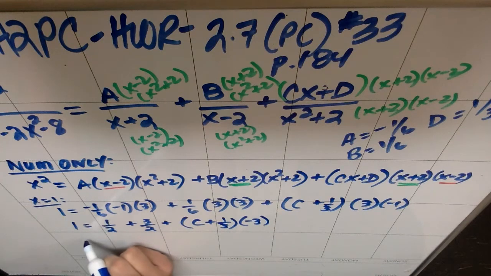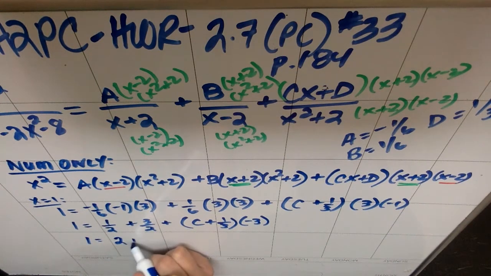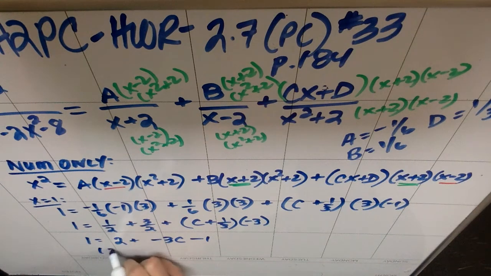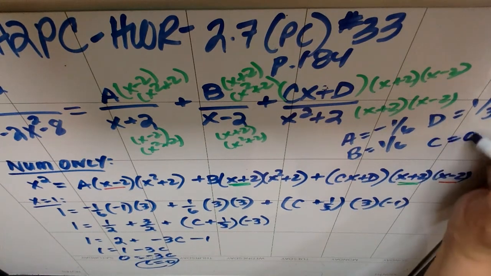So I seem to get 1 equals, well, this is 4/2, so that's 2. Plus, when I distribute this, I get a negative 3c minus 1, right? And when I put my like terms together, I get 1 equals 1 minus 3c on this side, right? So 0 is negative 3c, and it turns out after all that work that my c is 0. So now I know up here that c is 0, right?